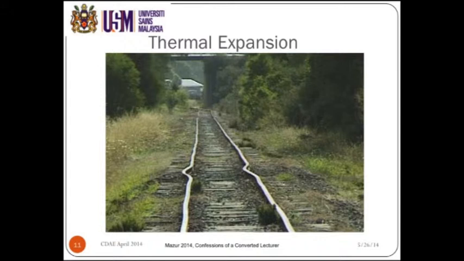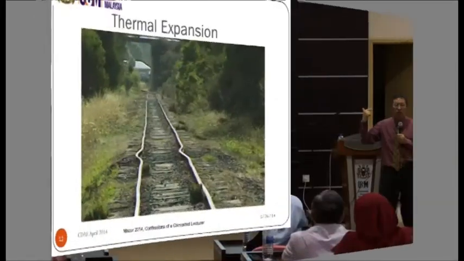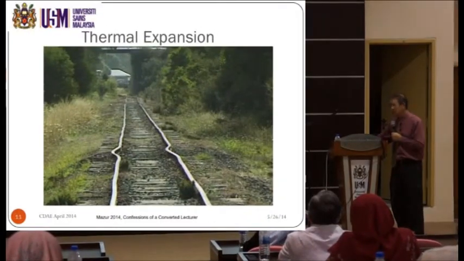Oh, like, oh no, this is so difficult. Okay. You know train tracks, right? When it gets hot, the metal expands and you can warp the train track. So thermal expansion happens here.